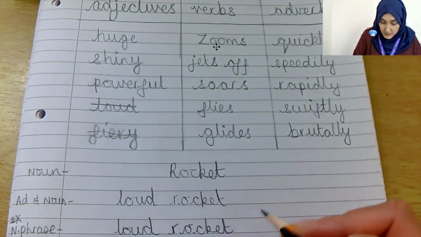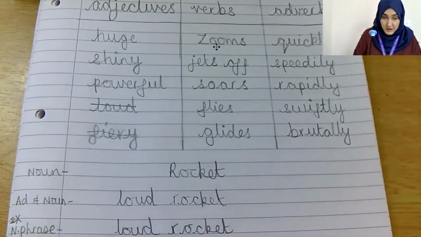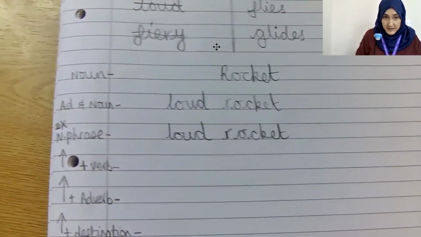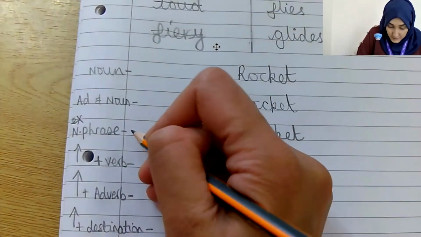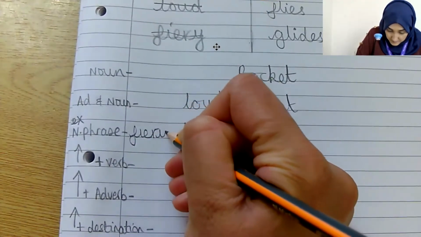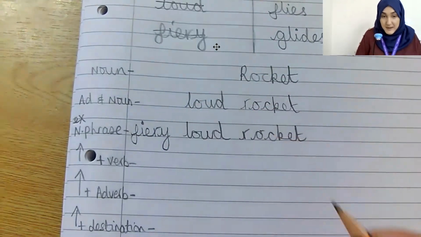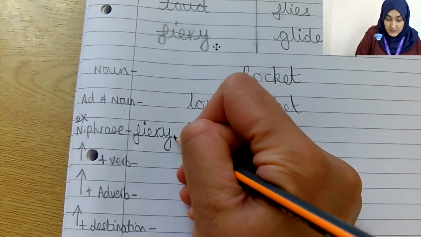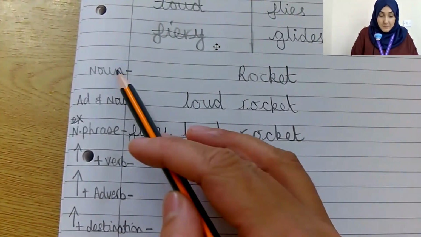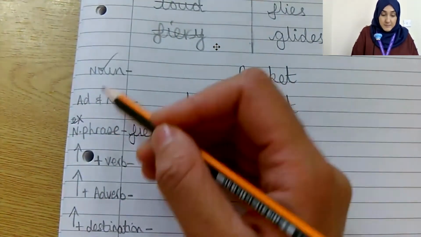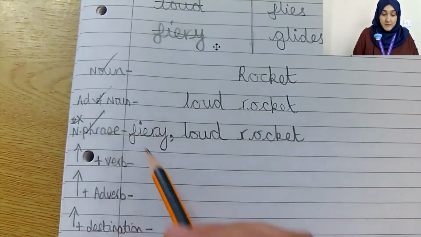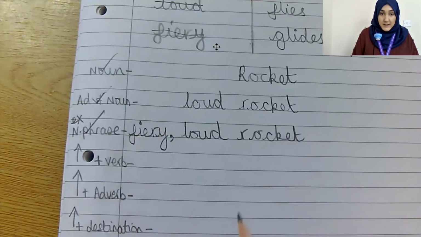And because it's an expanded noun phrase, I need to write fiery. You can barely see that. There you go, now you can. And because it's an expanded noun phrase, after the first adjective, I need a comma. Fantastic. So I've done my noun, that's a tick. I've done my adjective and noun, which is a noun phrase. Then I've done my expanded noun phrase because I've got two adjectives and one noun.